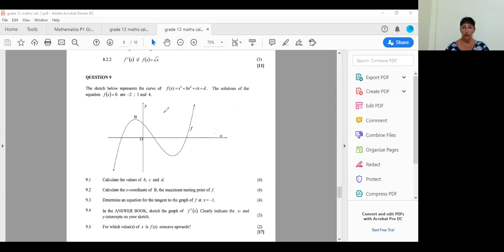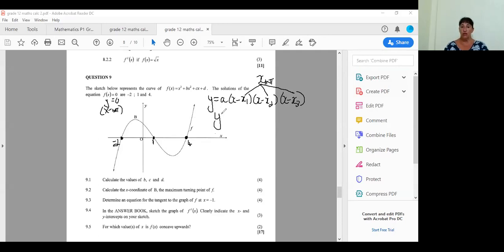They say that this is a curve, a cubic function with 3 unknowns. The solutions of f of x equals 0, in other words where y equals 0, that means the x-intercepts, are -2, 1, and 4. Now, whenever they give you the x-intercepts of a graph, we use this formula. In this case, there are 3 x-intercepts, so there are 3 brackets. The x1, x2, and x3 represent the x-intercepts, and that is what you substitute in first.